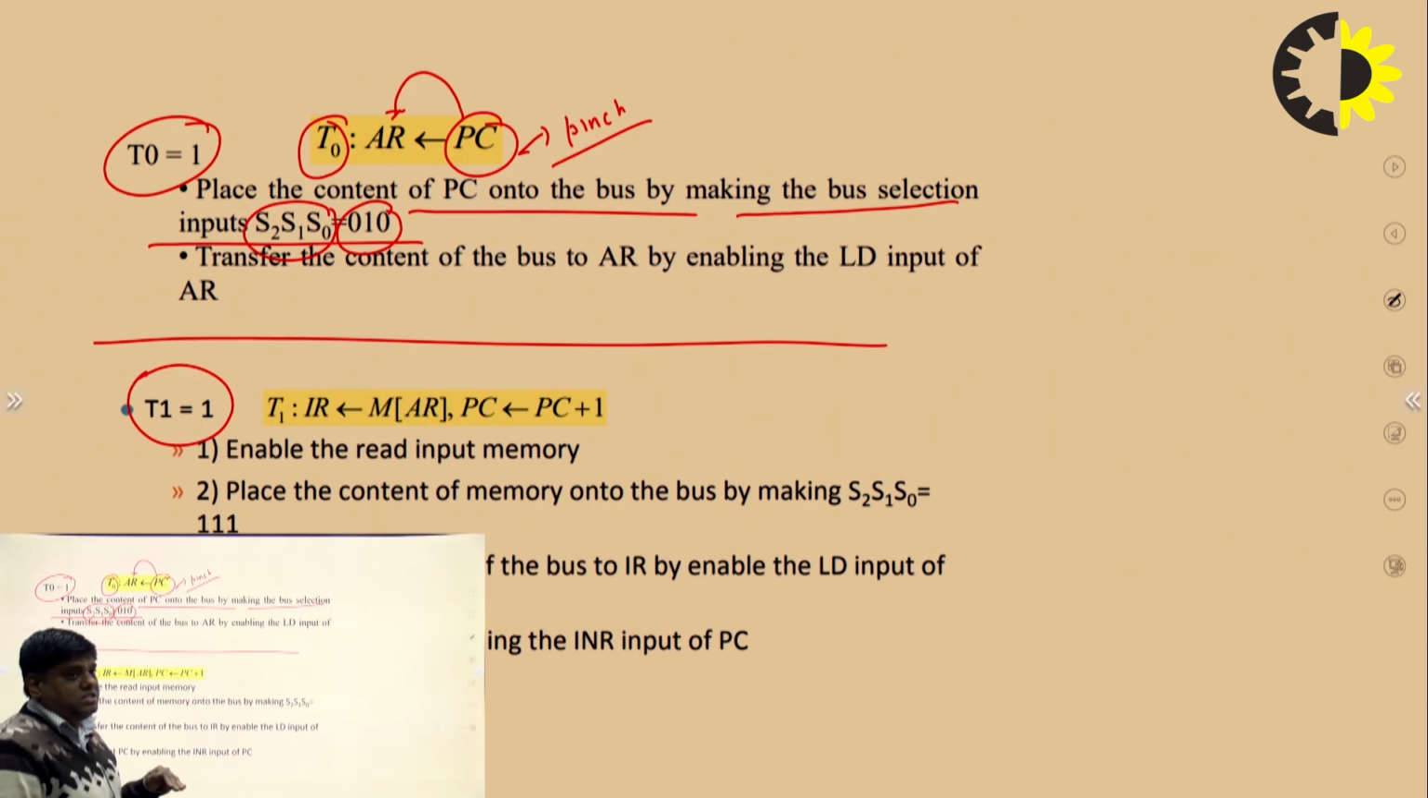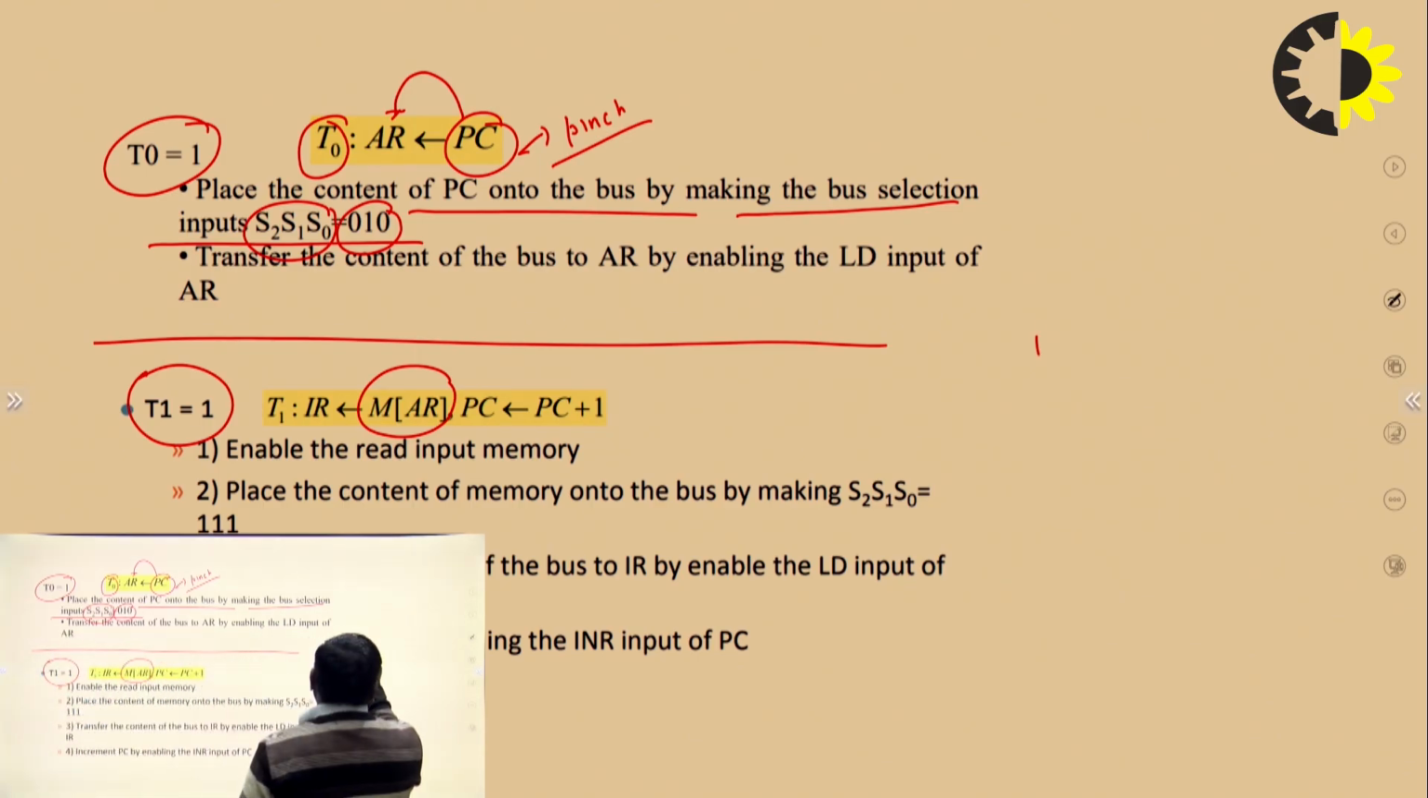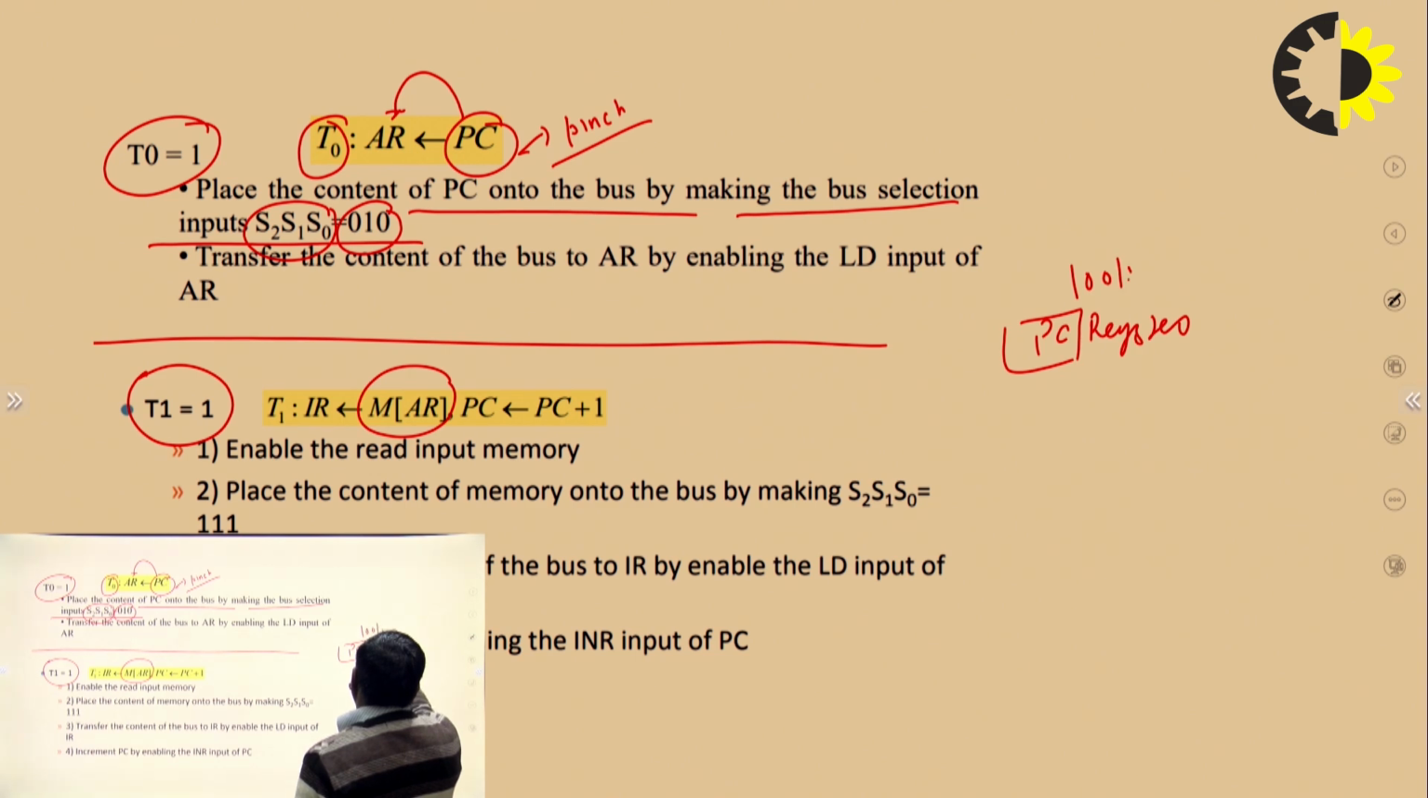The address of the instruction is transferred into an address register. Then, for the memory address, suppose that is the PC, this is also a register, it picks some address, 10101.